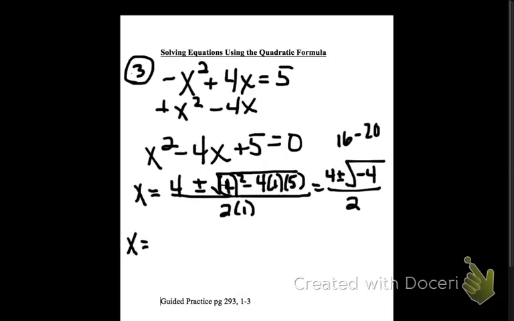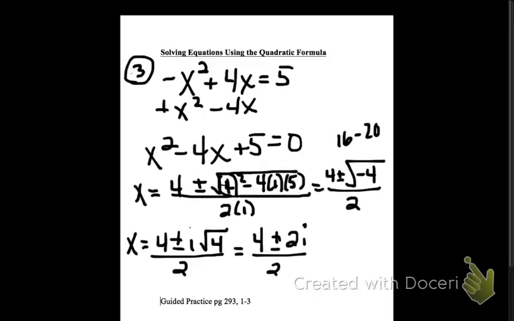Continuing to simplify, that's going to give me 4 plus or minus, I see an imaginary number here, so I can pull out the i, make that positive 4 over 2, which, as I continue, will be 4 plus or minus 2i over 2. I'm going to break this up into two fractions to see how I might be able to continue simplifying. And when I do, 4 over 2 is simply 2, plus or minus 2i over 2 is simply i.